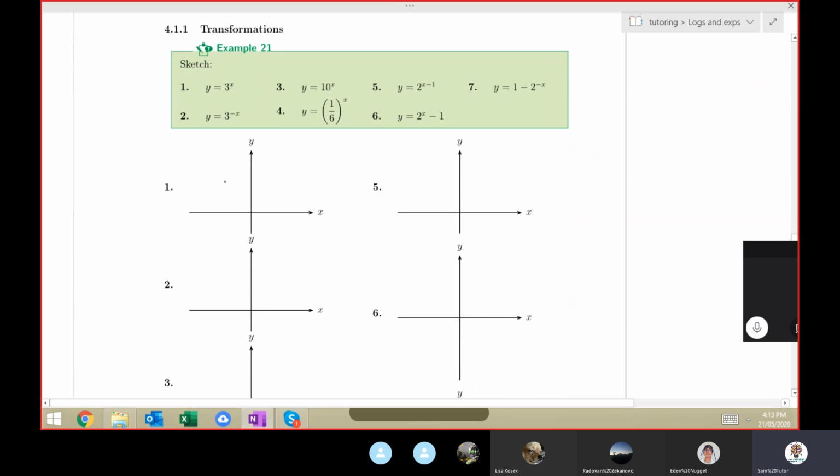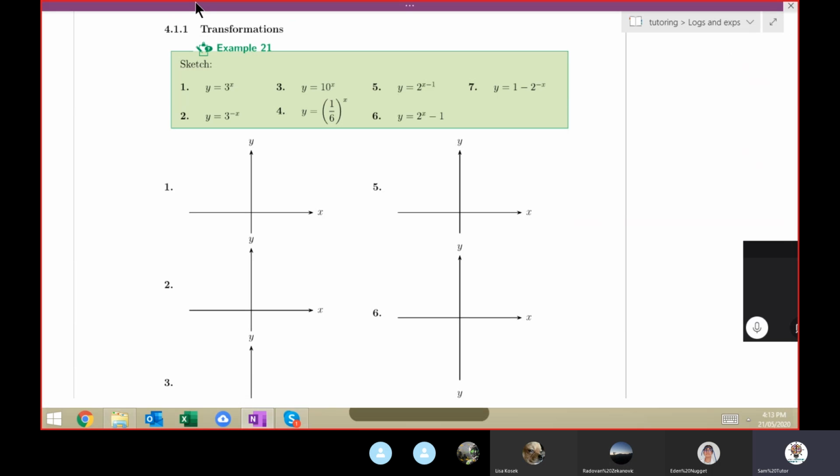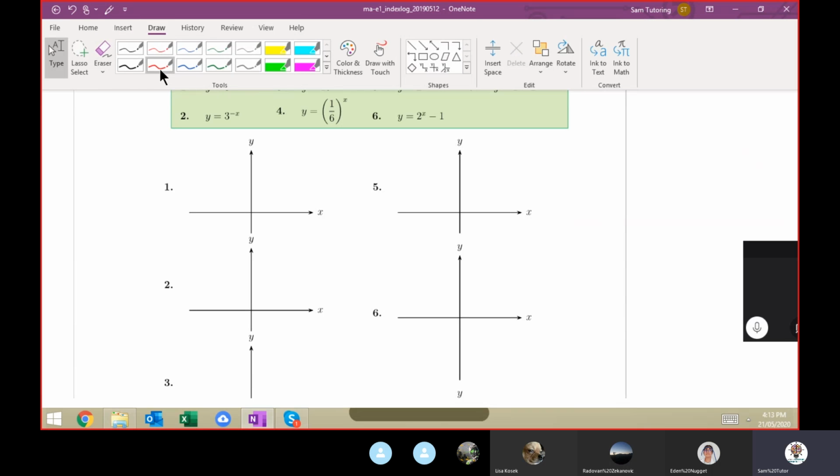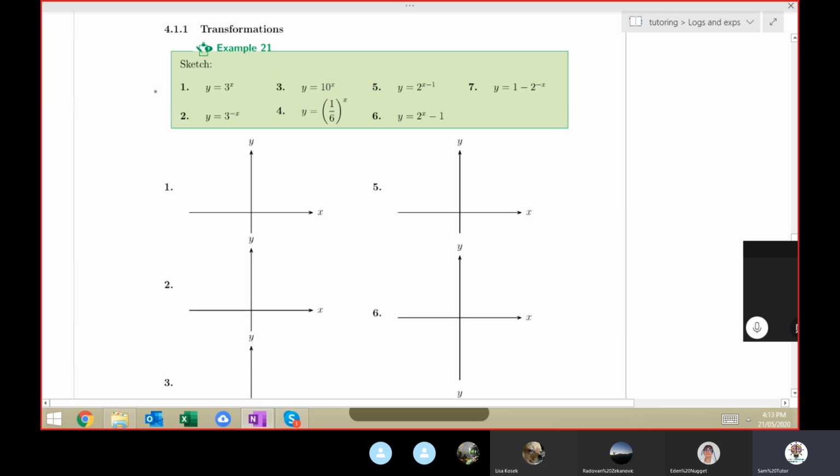So here we go. Question 1. Let me see if I can make my little pointer a little bit bigger so we can all see it because I'm having problems following it. Let's go with red. Yeah, that's a little bit better.